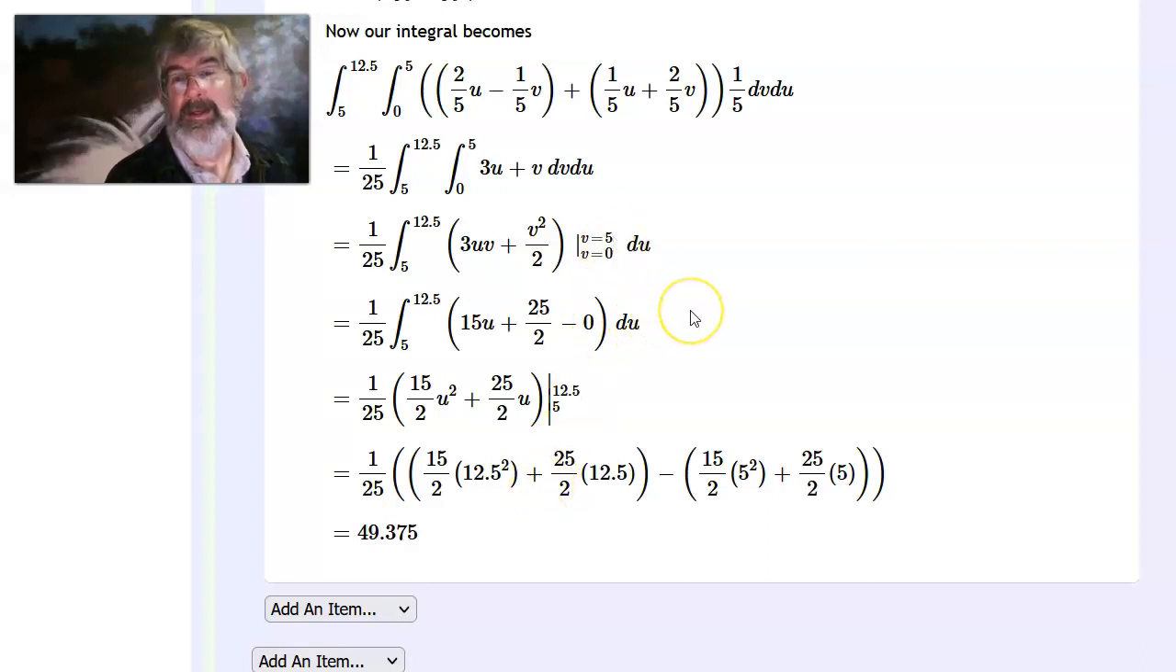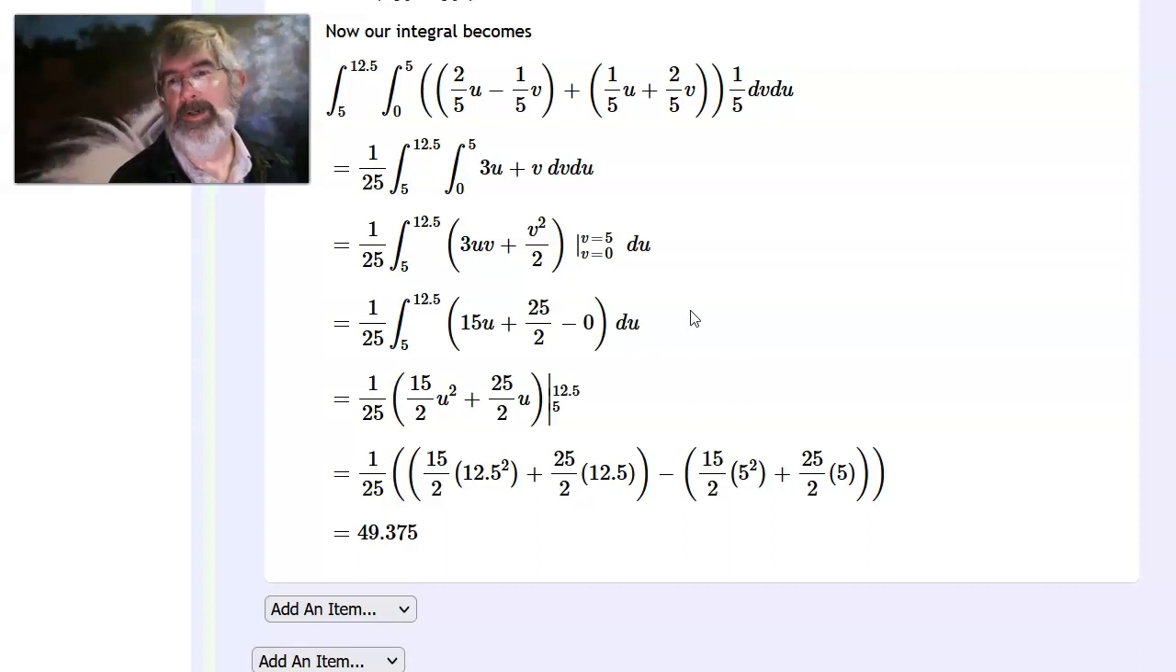Anyway, I think I'm done. That was a really bad ending. Let's see. So there you go. There's a u substitution. No, uv sub. Yeah, this is really bad.